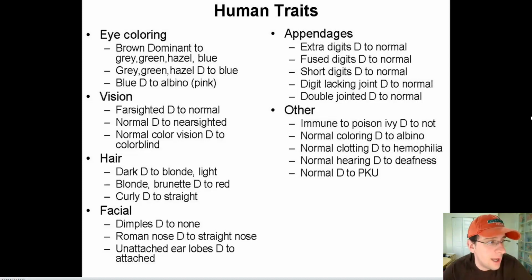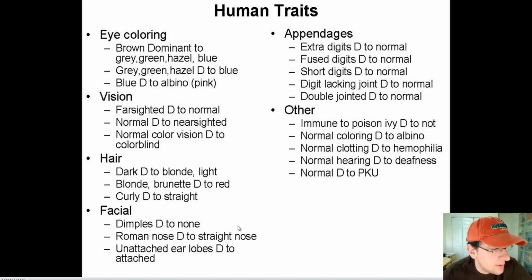For example, brown eyes are dominant over gray, hazel, blue, or anything else. And gray and green and hazel are dominant to blue, so it's going to be the hardest to have the brown eyes. But blue is also dominant to the albino or the pink colored eyes. So you see how there are multiple alleles in that eye system. And being farsighted is dominant over being normal-sighted, but being normal-sighted is dominant over being nearsighted, and normal color vision is dominant to having color blindness.